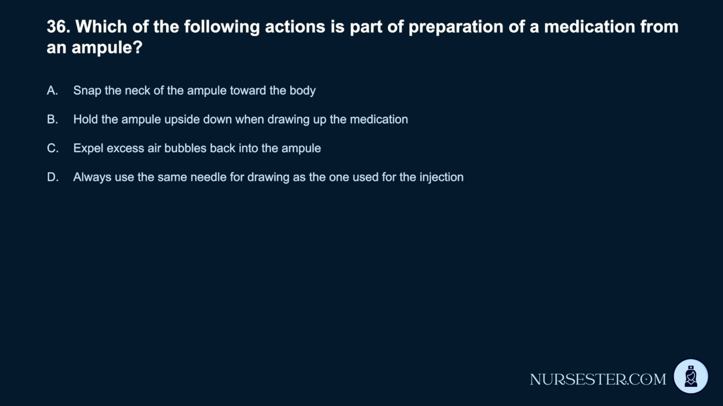36. Which of the following actions is part of preparation of a medication from an ampoule? A. Snap the neck of the ampoule toward the body. B. Hold the ampoule upside down when drawing up the medication. C. Expel excess air bubbles back into the ampoule. D. Always use the same needle for drawing as the one used for the injection. Correct answer: B. Hold the ampoule upside down when drawing up the medication.